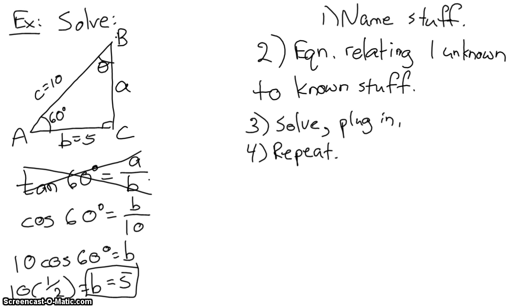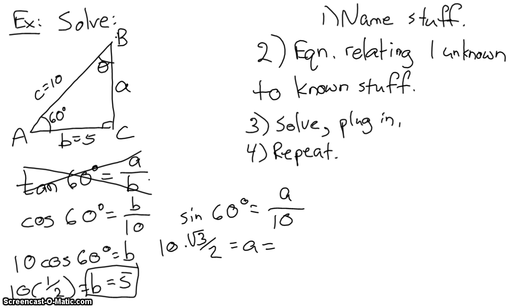Okay, so what other equations can I write? How about, oh, I don't know, sine of 60 degrees. So I have sine 60 degrees is a over 10. I know the sine of 60 degrees is root 3 over 2, times 10 equals a. So that's a. That's going to be, what, 5 root 3?